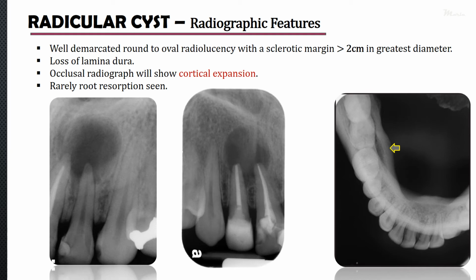It should be noted here that even though the radiolucency is related to the apex of the root, it seldom causes any tooth resorption. Root resorption is an important aspect of a neoplastic process. Radicular cyst is non-neoplastic and hence there is no resorptive changes in relation to the tooth root.